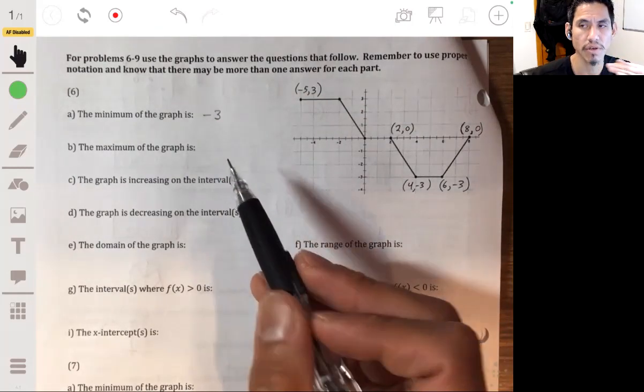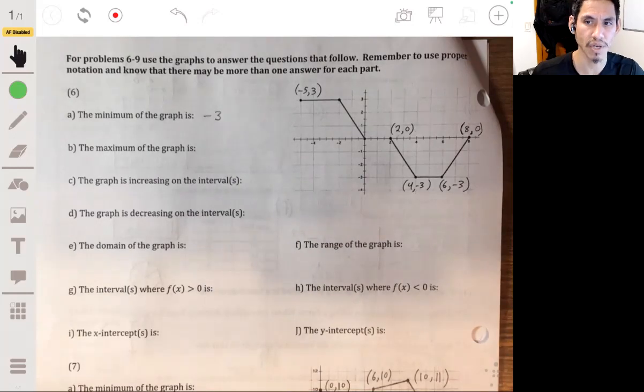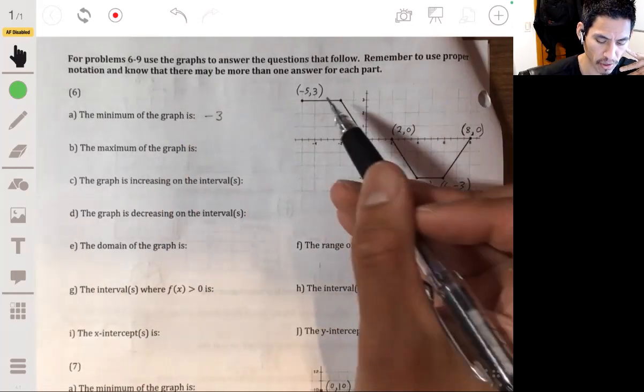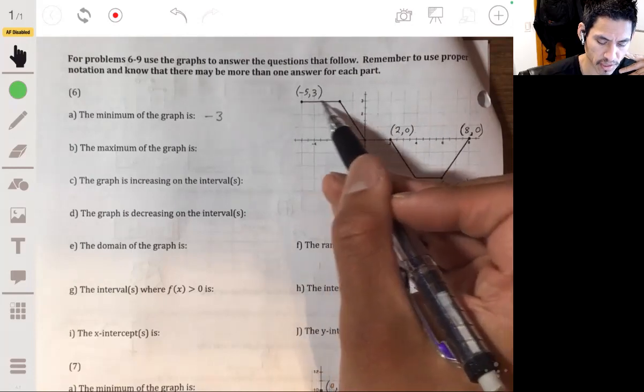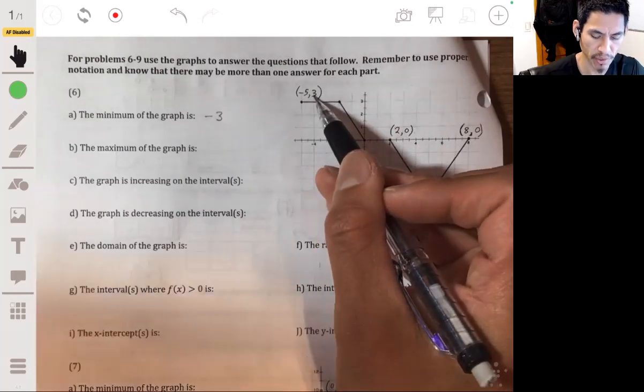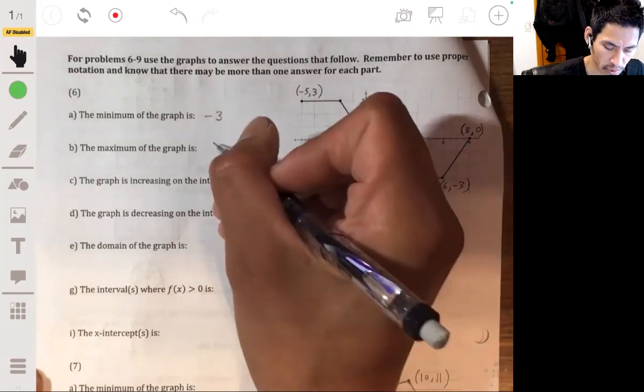Now the maximum, you list the largest y value on the entire graph, and only the y value. So it occurs on this interval, but again, we only need to write the y value, 3.